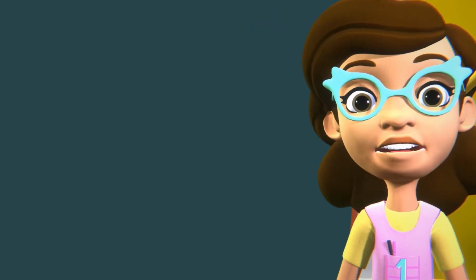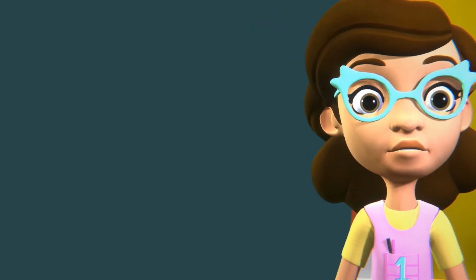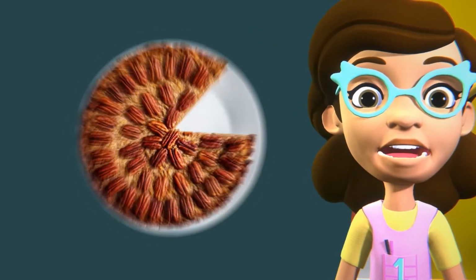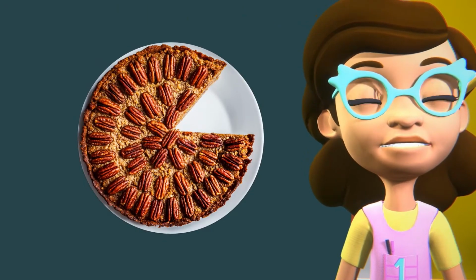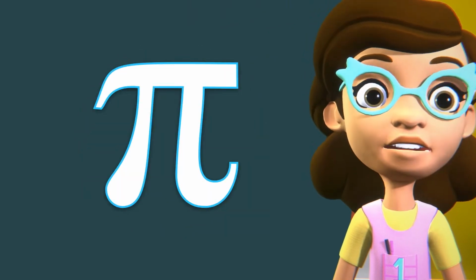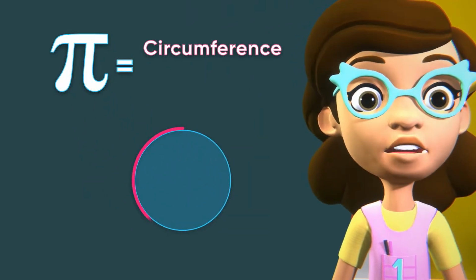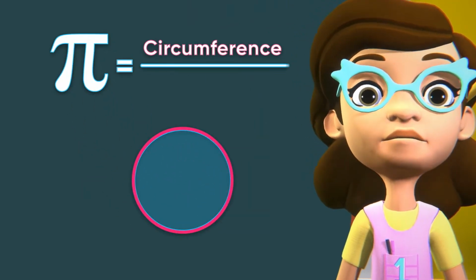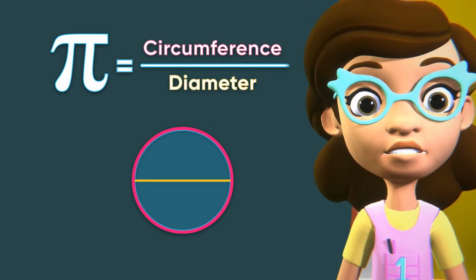Another way we see infinity represented in math is through pi. My favorite is pecan pie. What is yours? Just kidding. Of course I'm talking about pi, the name of the number that represents the circumference of a circle, divided by the diameter of a circle.